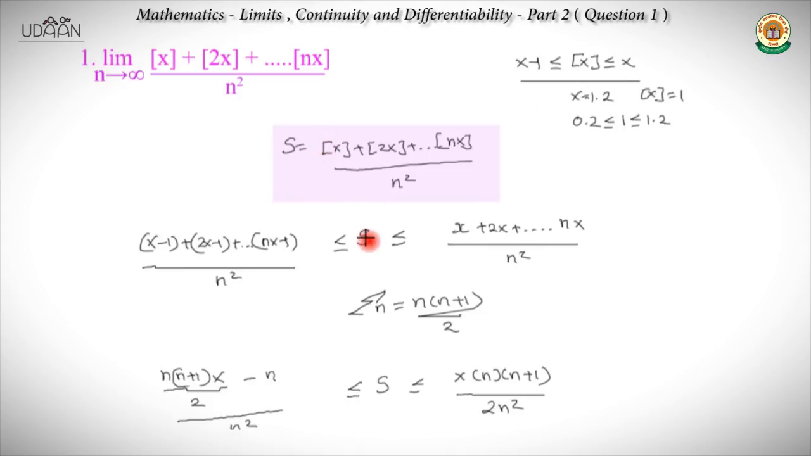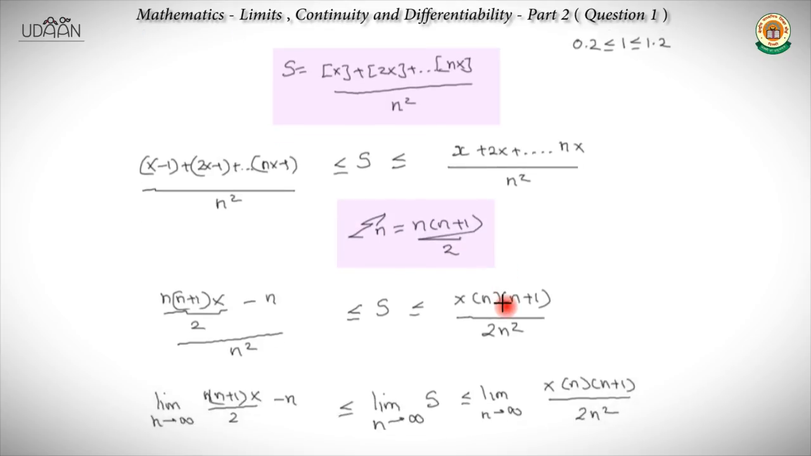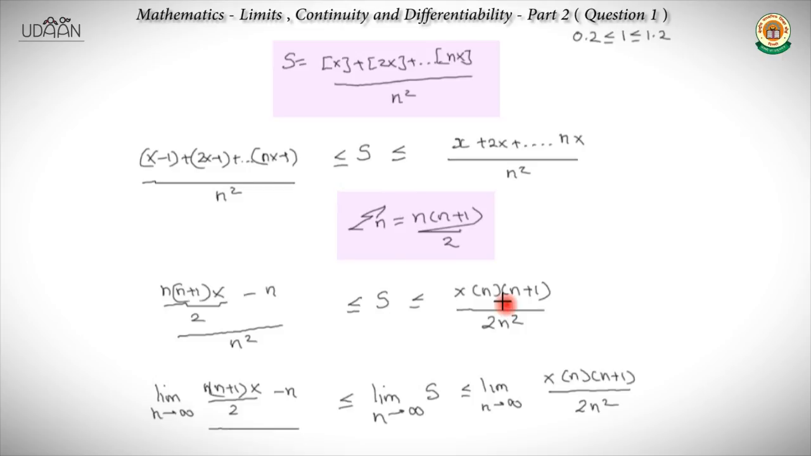So we get s is less than or equal to x plus 2x and so on till nx, divided by n square. And it is greater than or equal to x minus 1 plus 2x minus 1 so on till nx minus 1, divided by n square. Now to simplify this, we'll use one property of sequence and series, that is sigma n equals n times n plus 1 divided by 2.